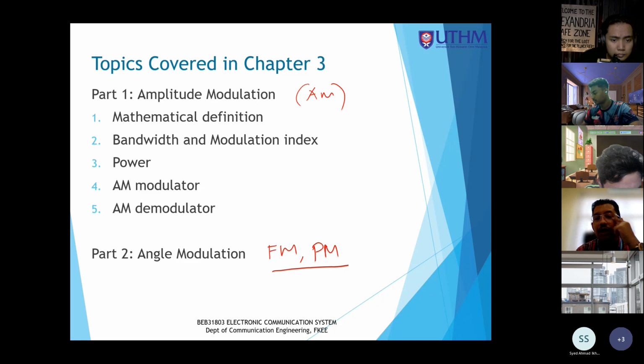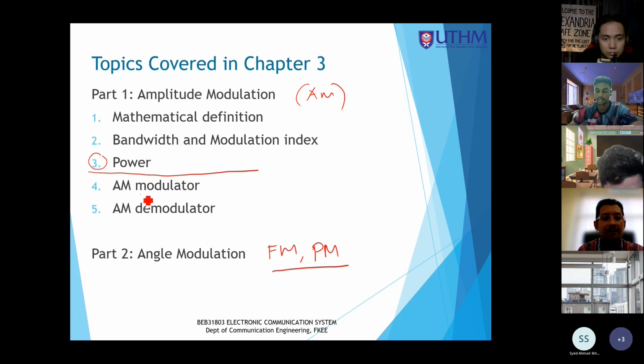Okay. So in part 1, you will learn about the mathematical definitions for the modulation process. And then you're going to learn about bandwidth and modulation index. And then the AM power calculation. So basically test up to here sehingga subtopik yang ketiga, iaitu power calculation. Okay. Then kita akan lihat AM modulator dan juga AM demodulator. Okay, apa benda ni? Okay.